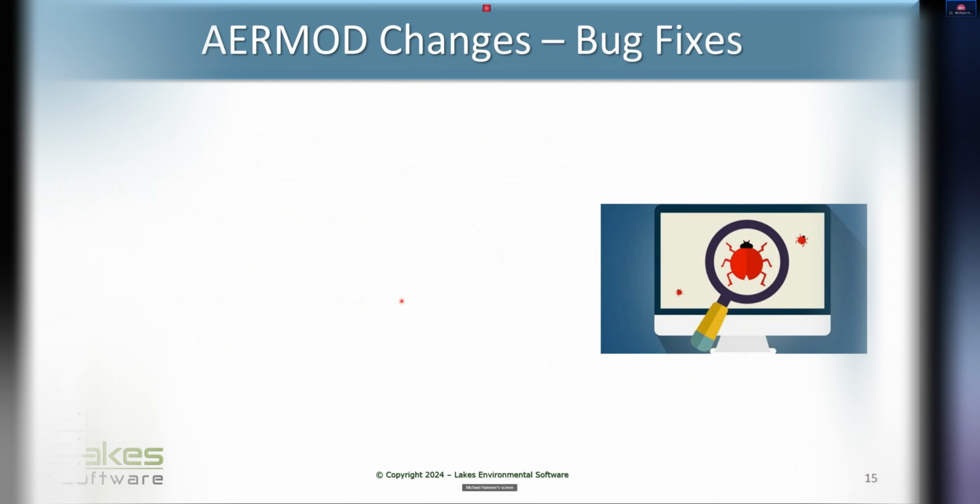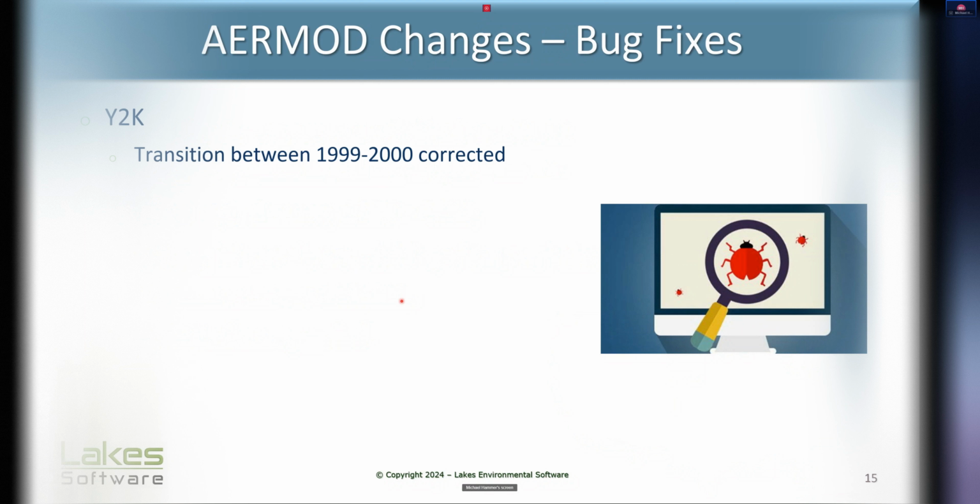Now on to AERMOD itself, first addressing the minor bug fixes that have been found within the model. The first bug is not something I ever thought would have to be addressed any time around now, but yet there was a Y2K bug in AERMOD 23132. If you were processing data that spanned 1999 to 2000, AERMOD would interpret the 00 year as 1900 and issue a fatal error because 1900 was not a leap year and 2000 was. That has now been addressed.